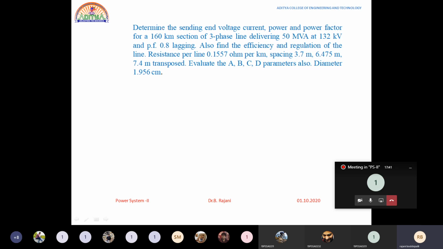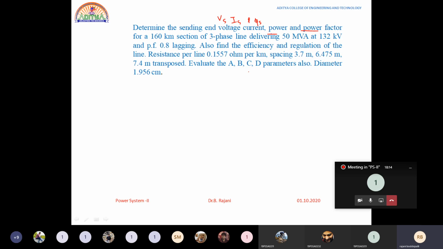See, we have to determine the sending end voltage, current, power and power factor. That means he has asked you to find the sending end voltage, sending end current, sending end power, and sending end power factor. And after finding these, he is asking you to evaluate the ABCD parameters also.